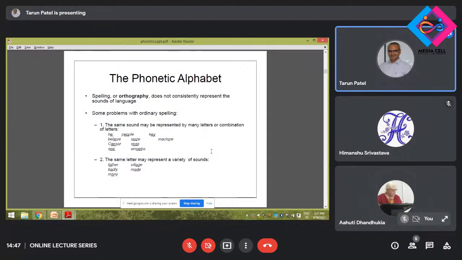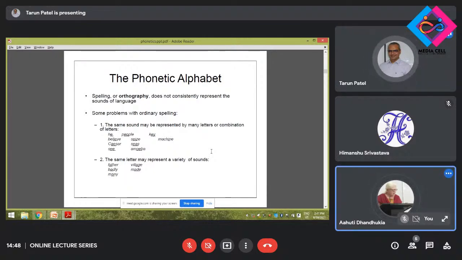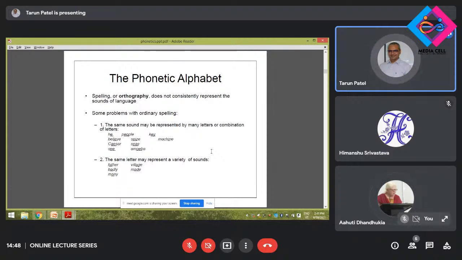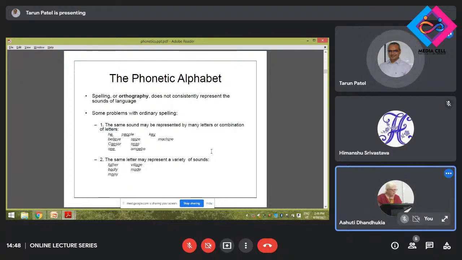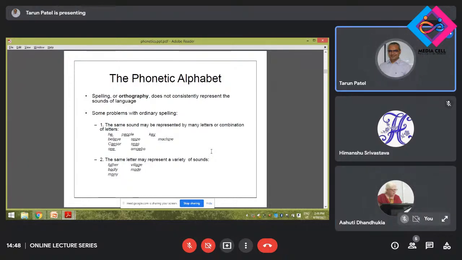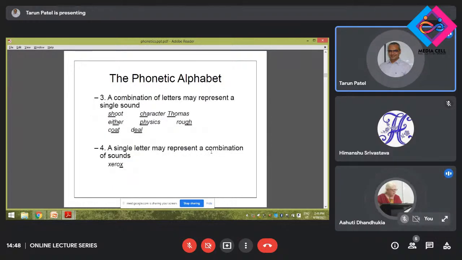Here we can see that the letter A has multiple associations when it comes to sounds. Father, F-A-T-H-E-R, we have A. Then the second word, badly, we have A. Third word, many. The fourth word, village. And we have made, M-A-D-E. So what happens here is that the sound remains the same though there are different combinations of letters, and though there is the same letter, we are getting a variety of sounds.